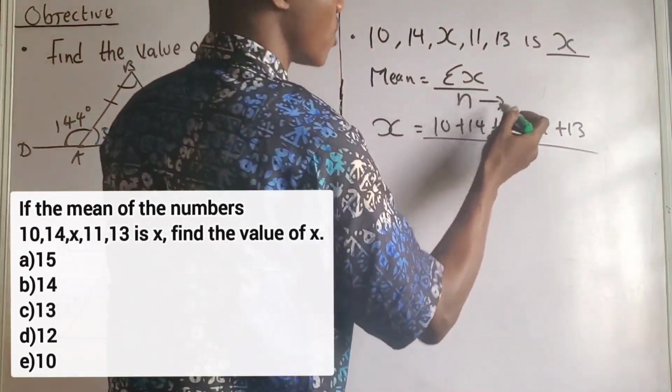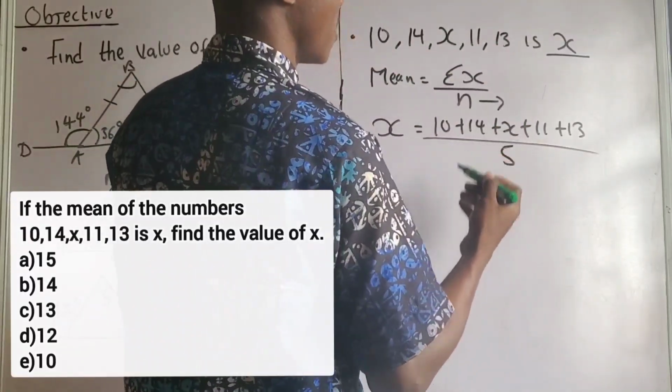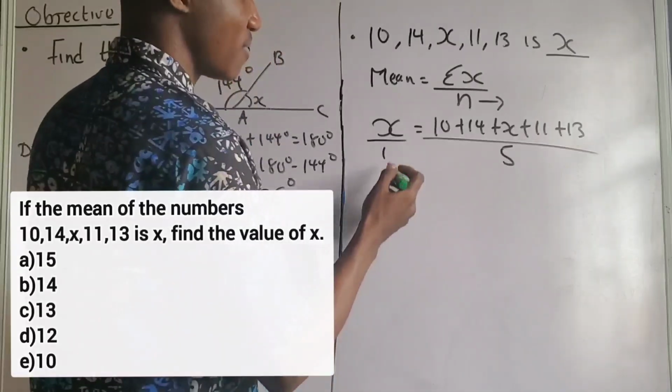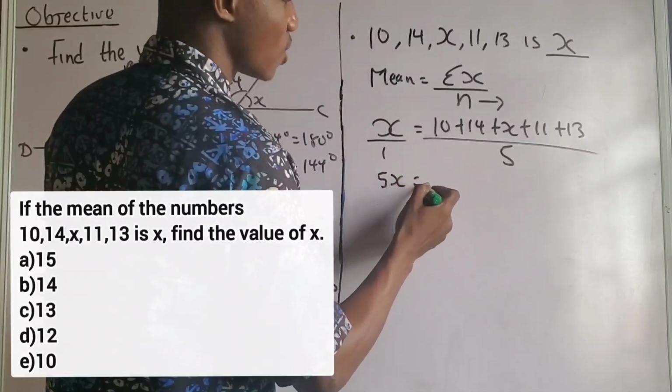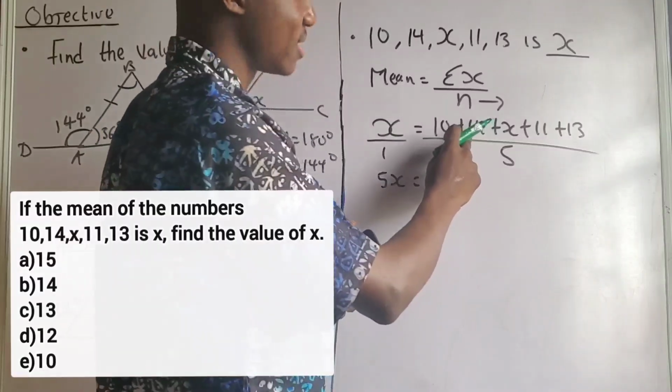n is 5 because the total number is what? 1, 2, 3, 4, 5. So you're having 5 here. From this point, you cross multiply. 5 times x is 5x. 5x equals 10 plus 14. That is 24.